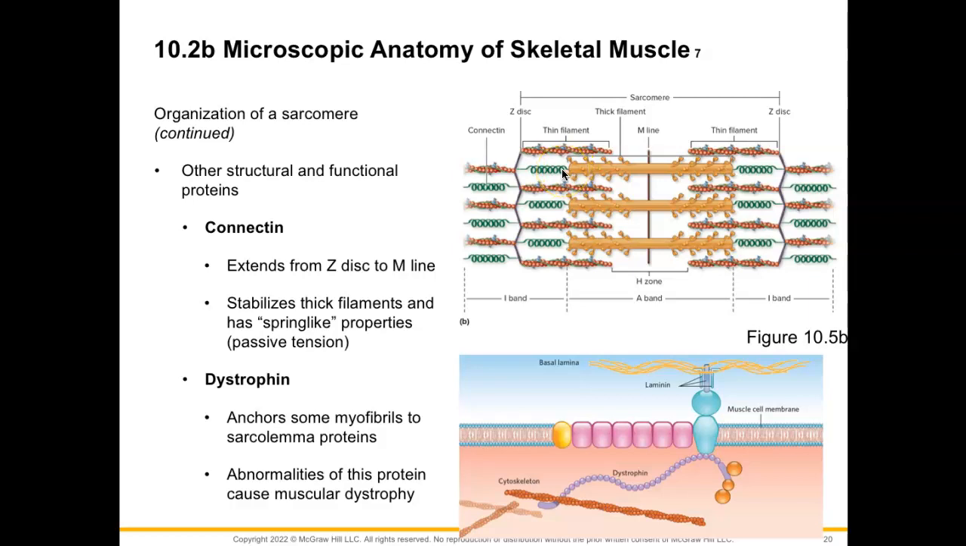Another really important component of muscle is dystrophin. And you can see our dystrophin over here in this photo. Here is our sarcolemma, and we have some other components here that we aren't going into detail with, but notice how it is attaching to some of our myofilaments. So this dystrophin is really important to anchor some of these myofibrils to our sarcolemma. And then sometimes there are abnormalities within this dystrophin protein, and that can cause muscular dystrophy.